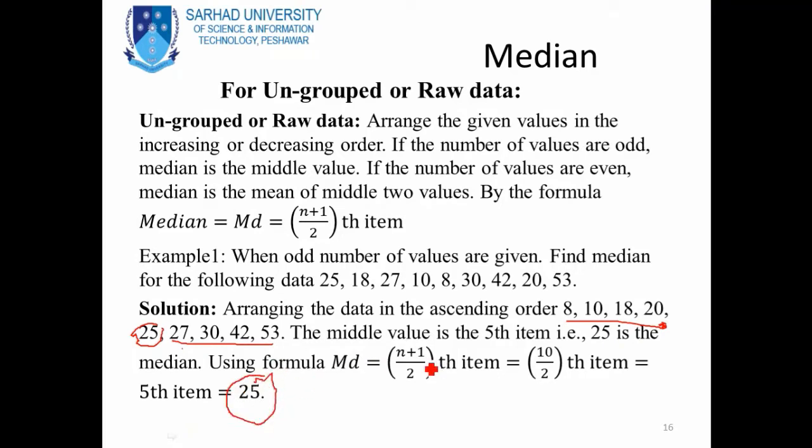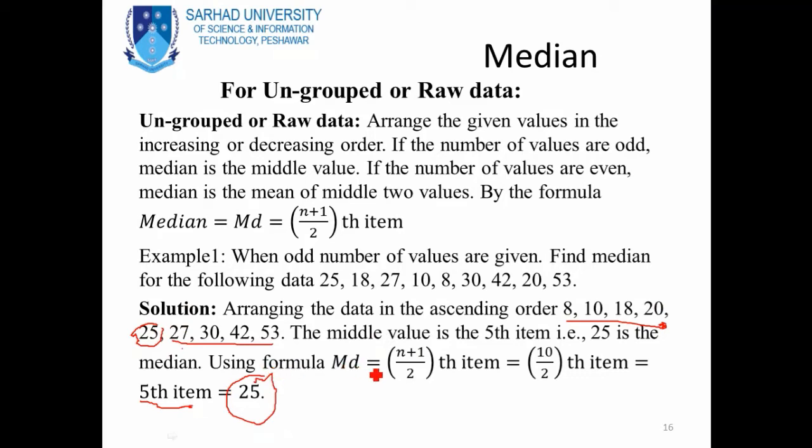But first of all, use this formula (n plus 1) divided by 2. This formula represents the position of the median term. There are n values, so 9 plus 1 is 10, and 10 divided by 2 is equal to 5. So at the fifth position we obtain the median: 1, 2, 3, 4, 5. At this fifth position we obtain the median, which is 25.